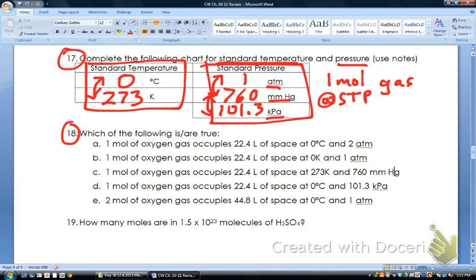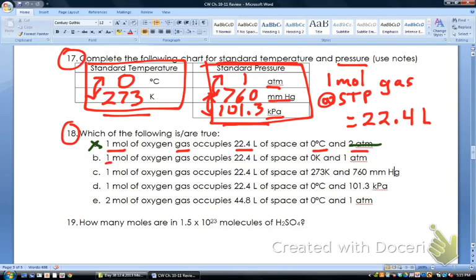So whenever a gas is at STP, so it's at this particular temperature and this particular pressure, then we can say that it equals 22.4 liters. And we have to use that information to answer the problem below, number 18. So let's look at A. A says we have 1 mole of gas, 22.4 liters, at 0 degrees Celsius and 2 atmospheres. What is wrong with that statement? The 2 atmospheres. That is incorrect. That makes A wrong.